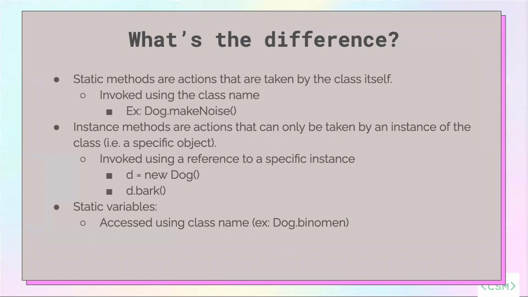For example, if we define a dog class, we could call dog.makeNoise, given that makeNoise is a static method. On the other hand, instance methods are invoked with a reference to a specific instance. For example, if we instantiated a new instance of a dog called D, then we could call d.bark on it, given that bark is an instance method. The same logic applies to variables, where static variables are accessed using class names and also instances, and instance variables can only be invoked using specific objects.